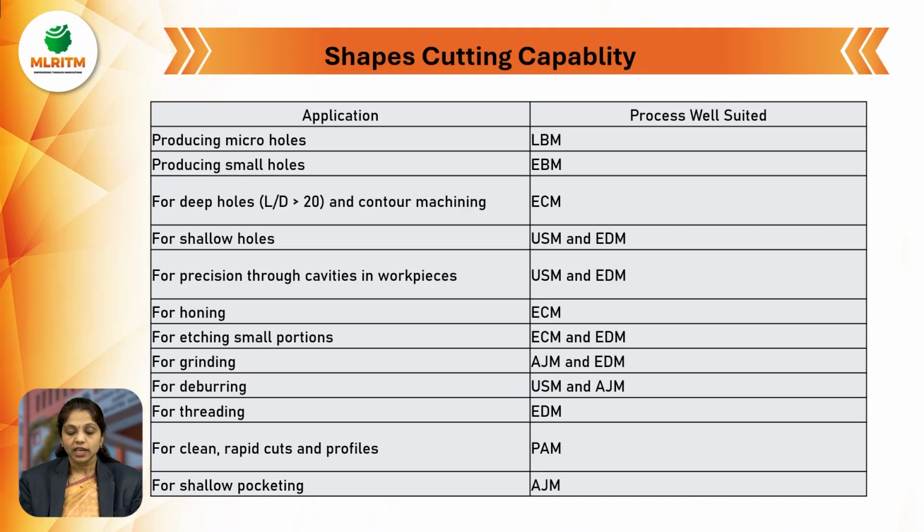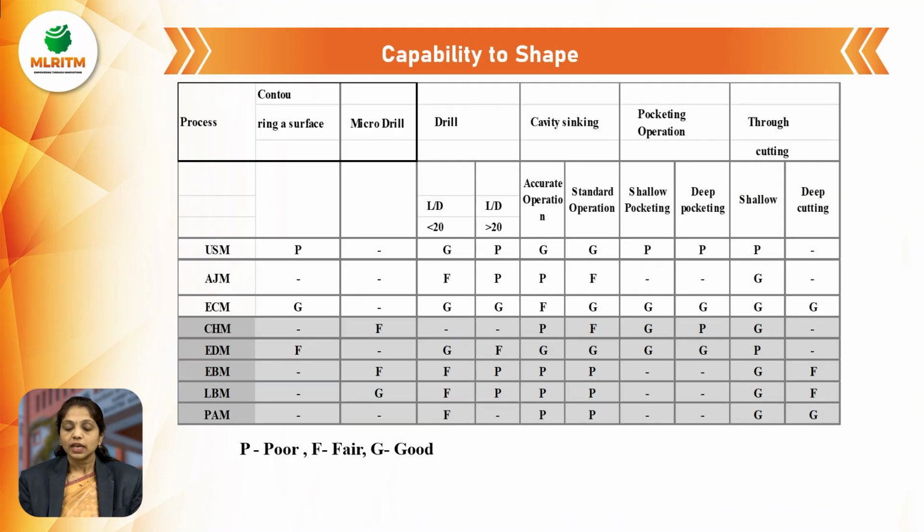Similarly, for honing, etching, grinding, deburring, these are the machining methods used depending on the application and the machining technique. Capability to shape: if you want to drill micro holes or cavities, or do pocketing operations, or cut the material across the work surface, these are the different machining methods we utilize in different ways. So P, F, G, these grades indicate poor, fair, and good.